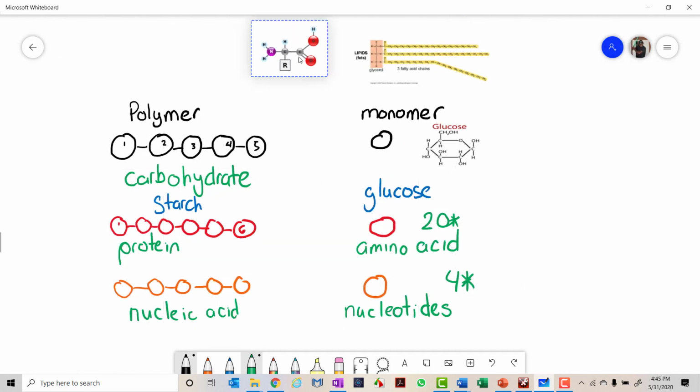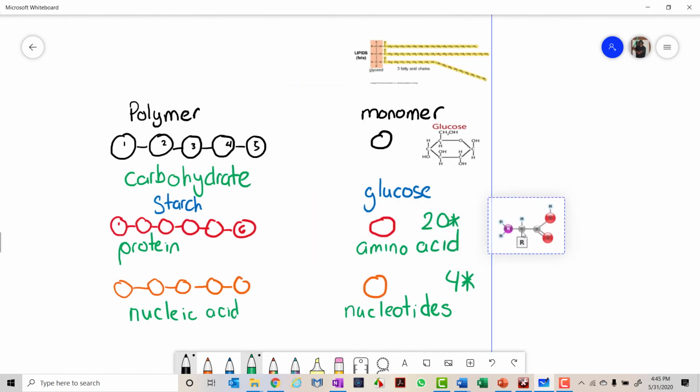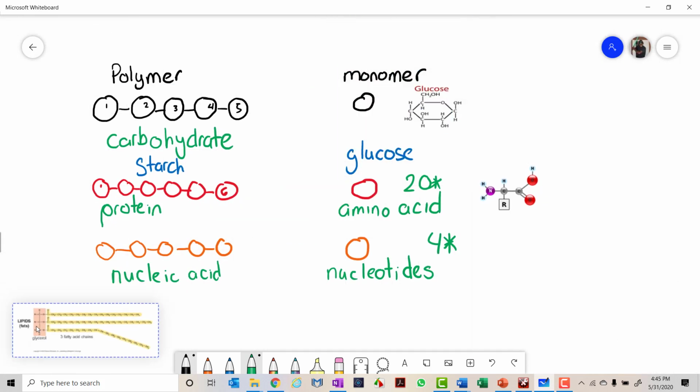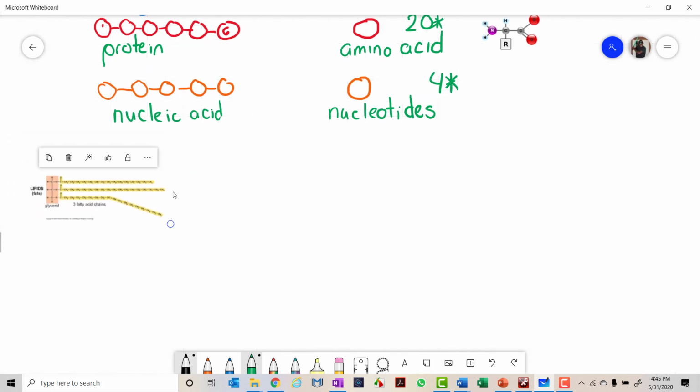Oh, I forgot to grab this graphic down here. So that's what an amino acid looks like, except that R group there is variable, so it could be many, many different types of combinations, 20 as a matter of fact. And the last one I'm going to talk about here, it's a little bit different.